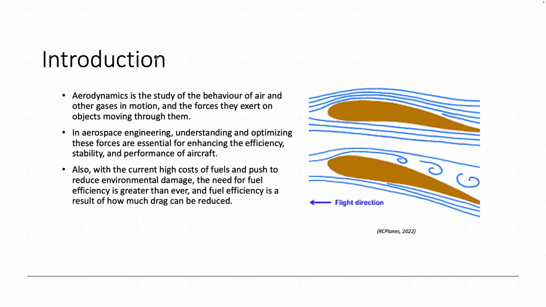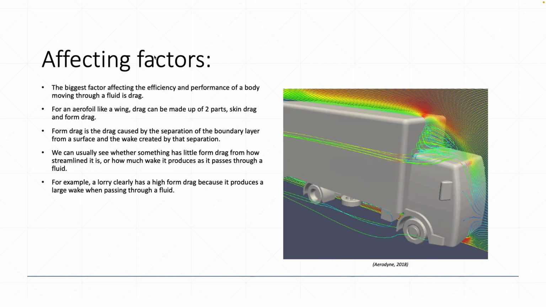So, quick introduction. Aerodynamics is the study of how air and gases behave when they move and the forces they create on objects moving through them. In aerospace engineering, understanding these forces is essential for improving efficiency, stability, and performance. Currently, aircraft fuel efficiency is more important than ever due to high fuel costs and environmental concerns. So, reducing drag is one of the most effective ways to improve the efficiency of a wing or any object moving through air.